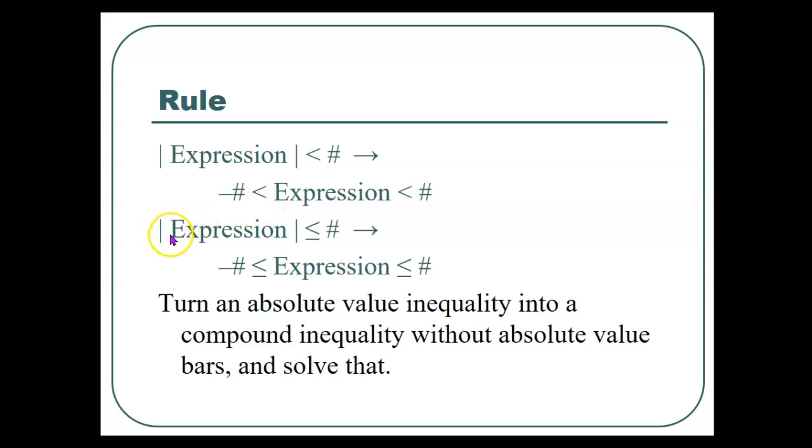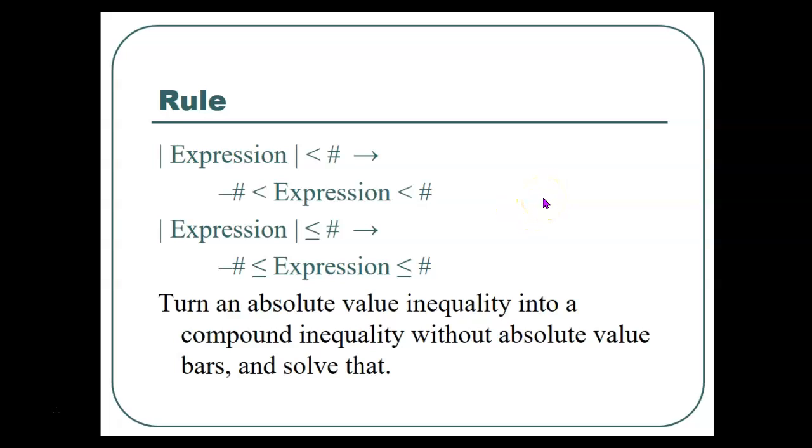And then if it were the absolute value of some expression less than or equal to some number, same rule, but we have less than or equal to signs here. Notice these are both pointing the same direction. You've got a negative number, a less than or equal to sign, the expression that was inside the absolute value bars, another less than or equal to sign, and then a positive number. So the expression is in the middle, on the big side of the negative number and on the small side of the positive number.